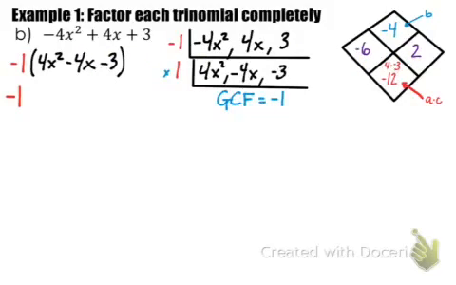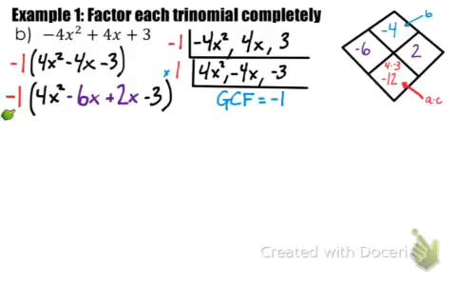So I have a negative 1 on the outside, keep that there for now. I'm left with a 4x squared minus 6x plus 2x minus 3. So just keep the negative 1 on the outside. We're going to constantly rewrite it as we go along and factor this quadratic here. So we're going to group the first two terms, 4x squared minus 6x, and group the second two terms, 2x minus 3.